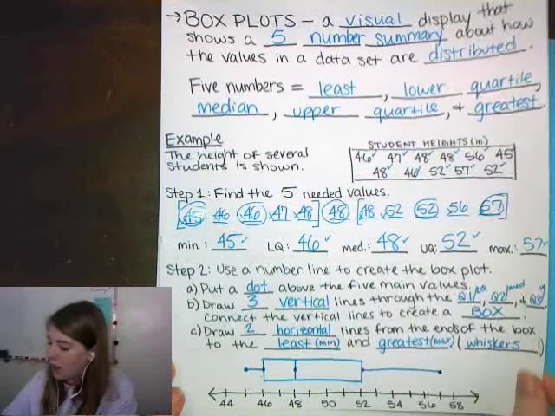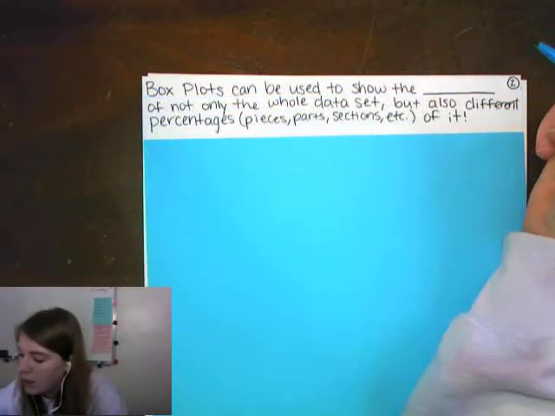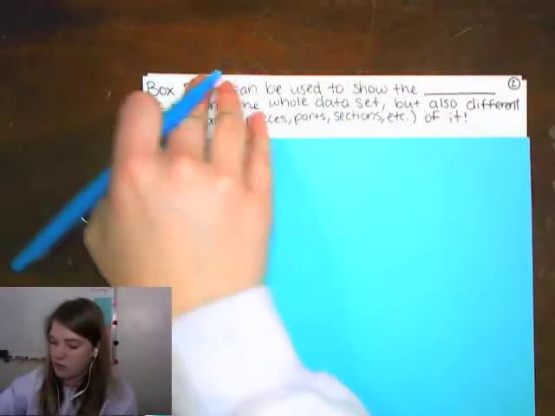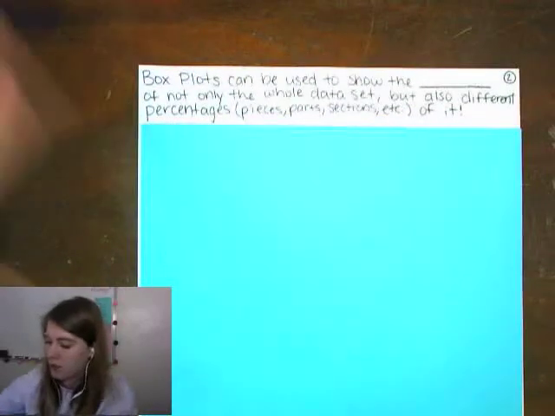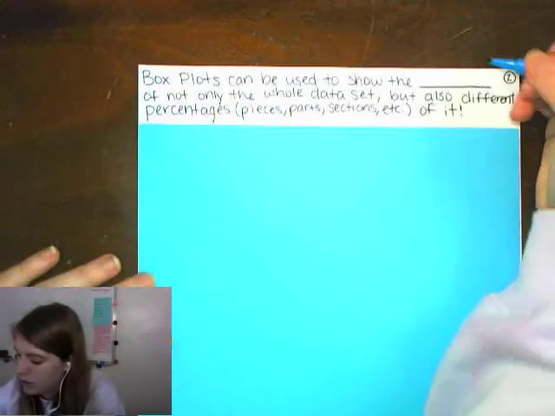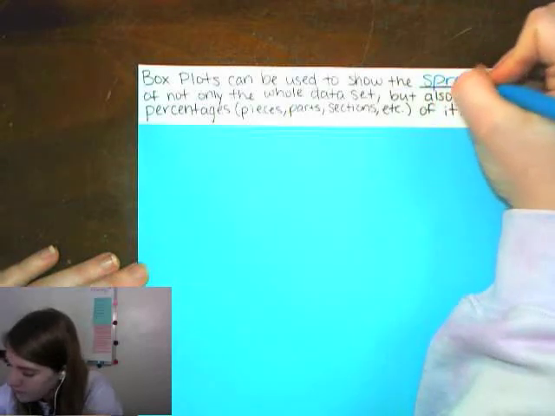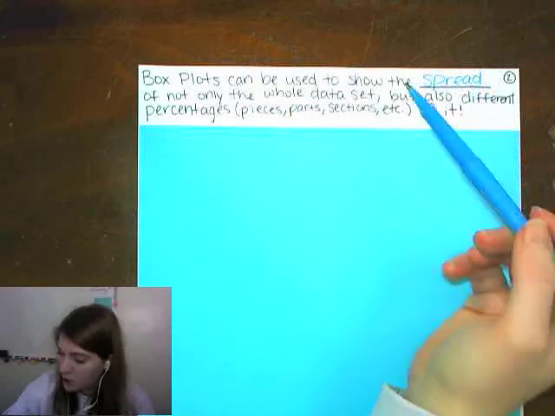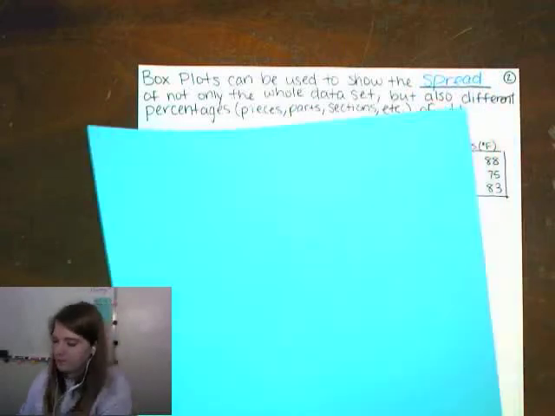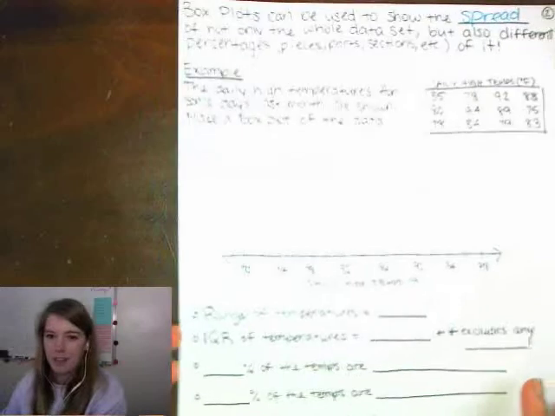So we're going to keep going with another example. I jumped ahead on the last section. At this point, you should not be surprised. I am not. Box plots can be used to show the spread. Let's think of what went there. Show the spread of not only the whole data set, but also different percentages, pieces, parts of it. So, like I already got to. Sorry about that. Okay.